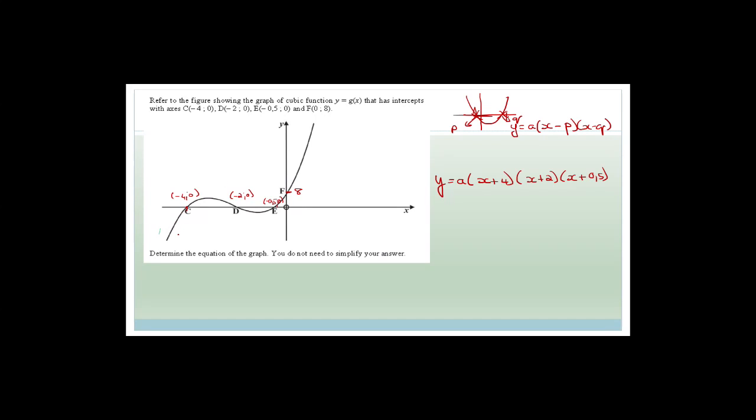Because this graph could do something like this. It could go down and up like that. Okay, so it could do something like that, and that is affected by the a. So that is why we need to multiply all these out and then see what we can get for our constant and then substitute that in. So let's do that. Let's multiply out the first two first. So y is equal to a, x squared plus 4x plus 2x plus 8, x plus 0.5, which becomes a, x squared plus 6x plus 8, x plus 0.5.